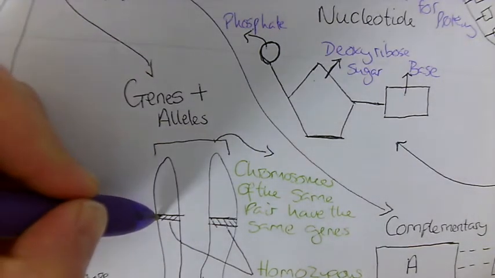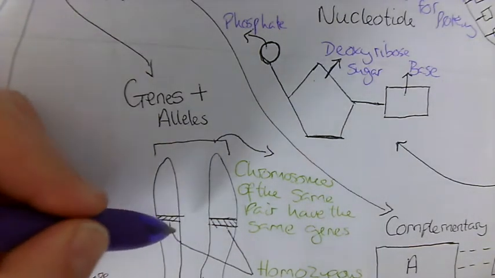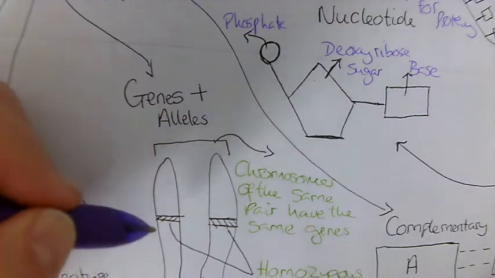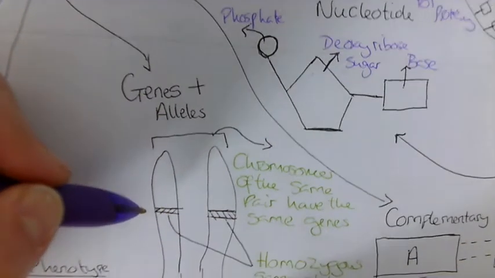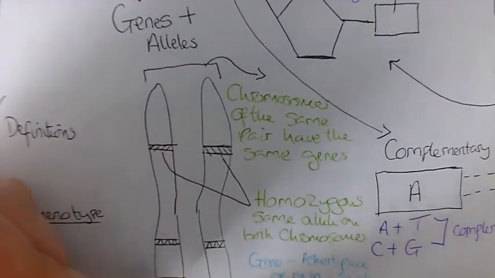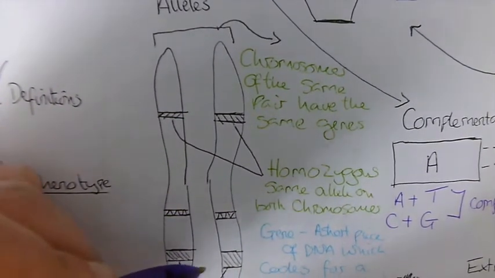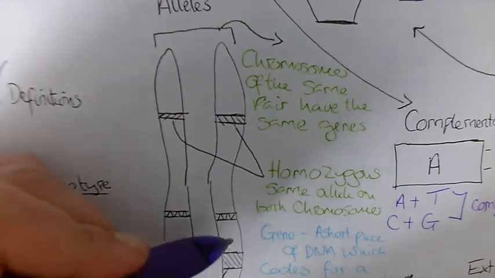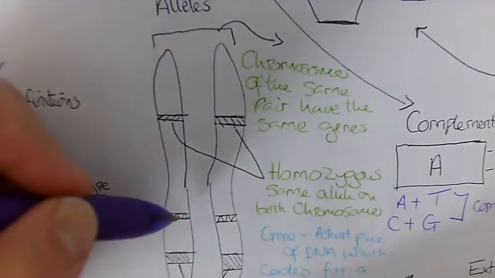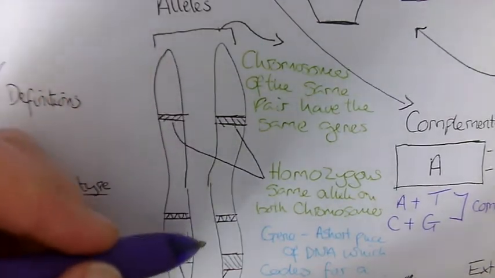This bit here could be eye colour. If they are homozygous, they're both coding for the same gene. Whereas if this one down here is heterozygous and that's hair colour, they could both be coding for something different. So these are a pair of chromosomes that have the same genes.